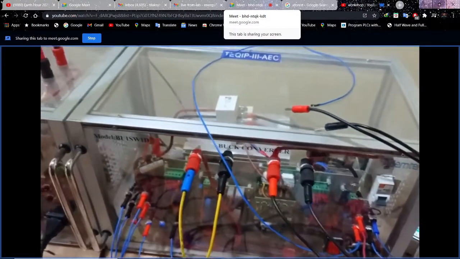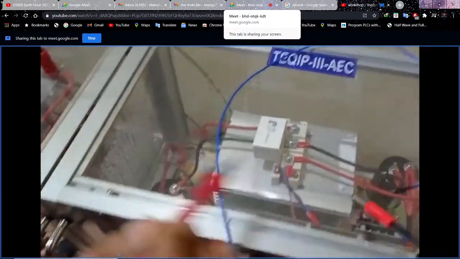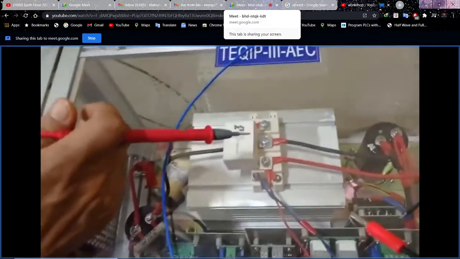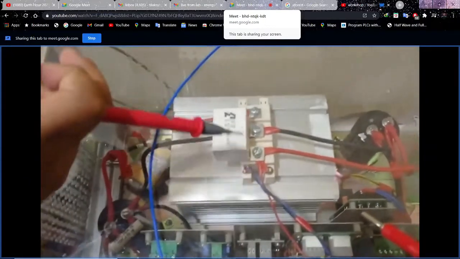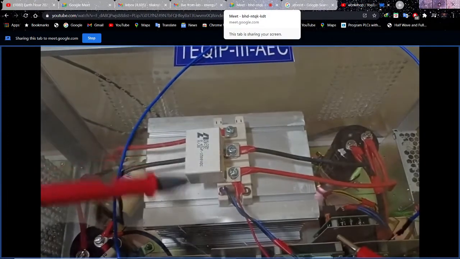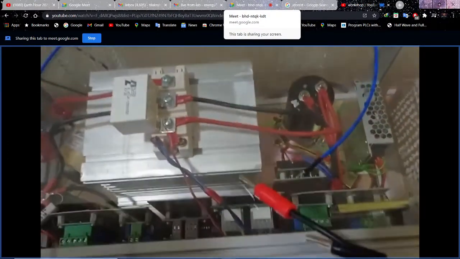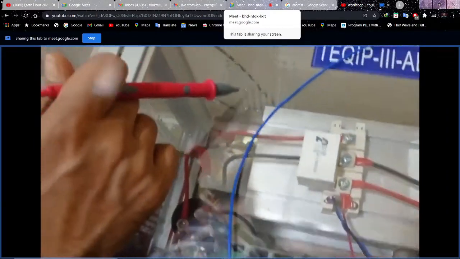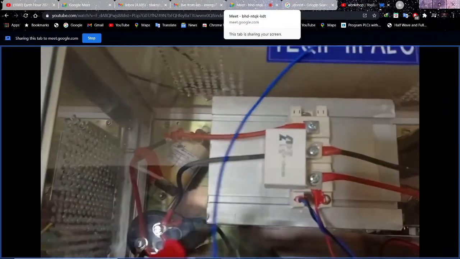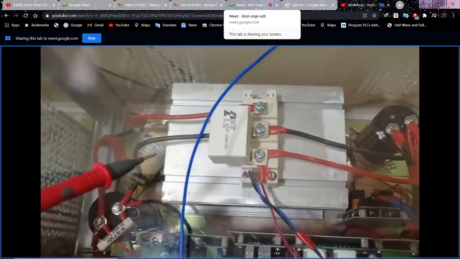Now let us come back to the structure of this converter. As we have already explained in the case of the boost converter, this is the IGBT leg. There are 2 IGBTs connected here. This is the leg, and this is the heat sink, the bigger one, you can see.